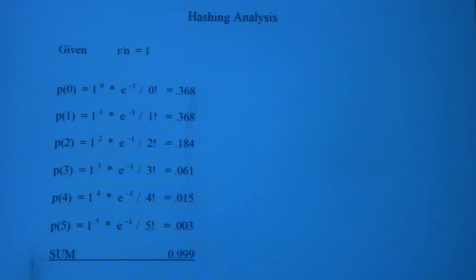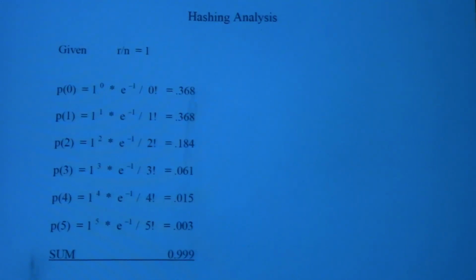If you have, let's say, 1,000 slots, 368 of them are going to have nothing. Nothing is going to go to them. Not one record, not 2 records, not any records. We also have, when k is equal to 1, (r over n) to the 1, e to the minus r over n, over 1 factorial, also 0.368. So 36.8% also will have exactly 1 record.